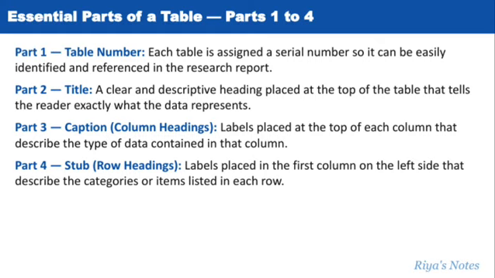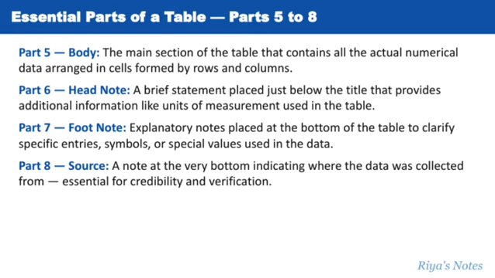Row headings: labels placed in the first column on the left side that describe the categories or items listed in each row. Essential parts of a table, parts 5 to 8. Part 5. Body. The main section of the table that contains all the actual numerical data arranged in cells formed by rows and columns. Part 6.